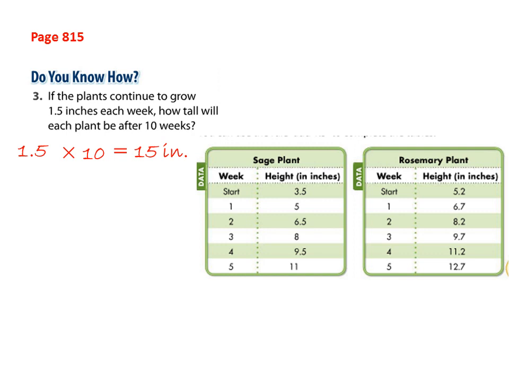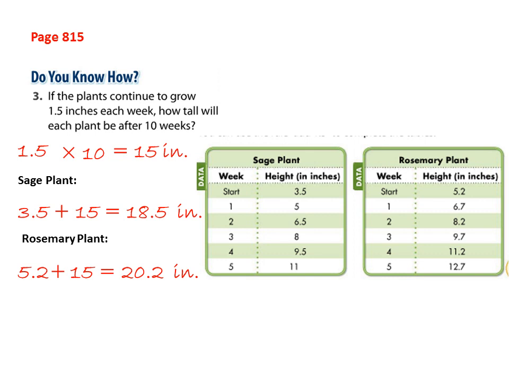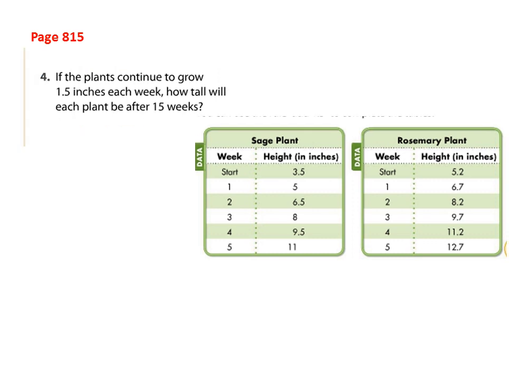inches. So for the sage plant after 10 weeks it will be 15 inches taller. So for the sage plant we must add 3.5 plus 15, it will be 18.5 inches. Now go to the rosemary plant, the same, begin with 5.2 and add 15 inches, so it will be 20.2 inches. Are you happy with this? Yes? Then go to question 4.